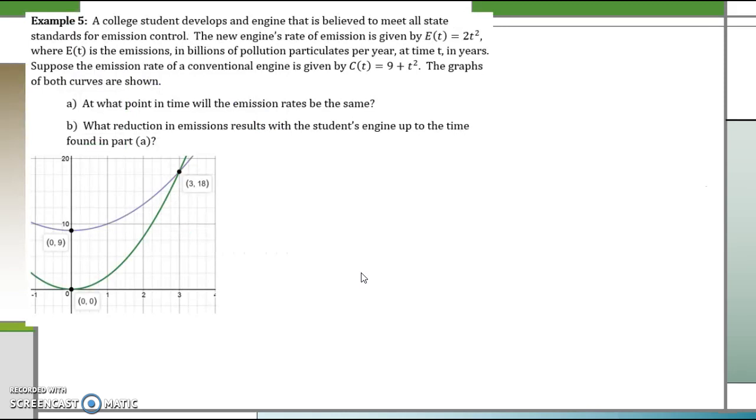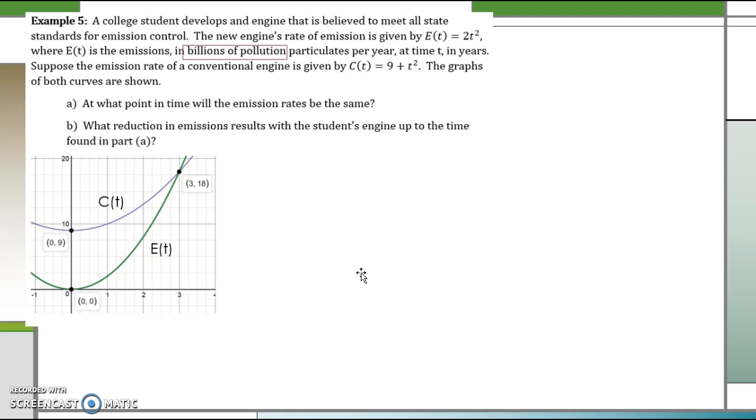A college student develops an engine that is believed to meet all state standards for emission control. The new engine's rate of emission is given by E of t equals 2t squared, where E of t is the emissions in billions of pollution particles per year at time t in years. Suppose the emission rate for a conventional engine is given by C of t equals 9 plus t squared. The graphs of both curves are shown.